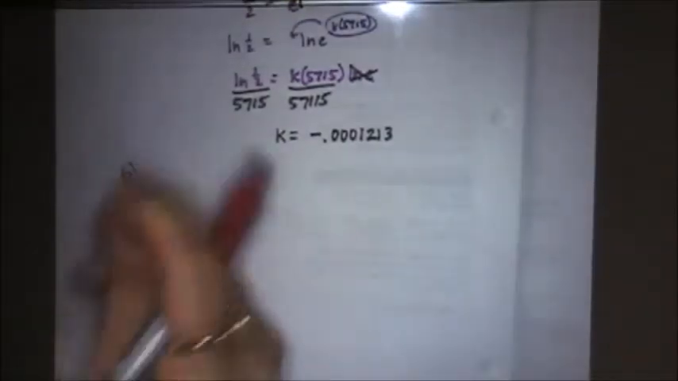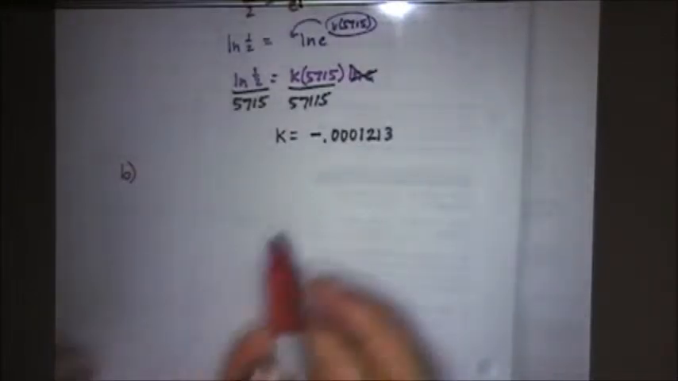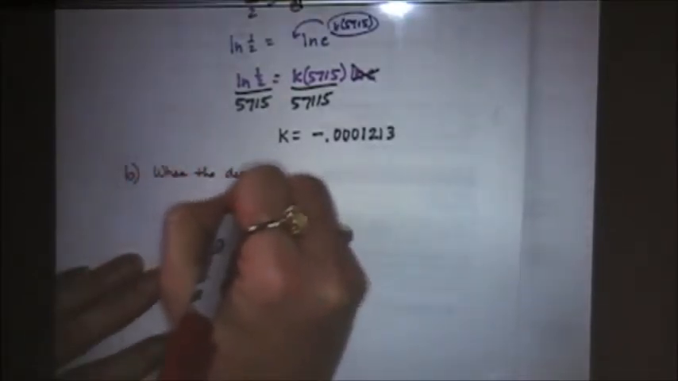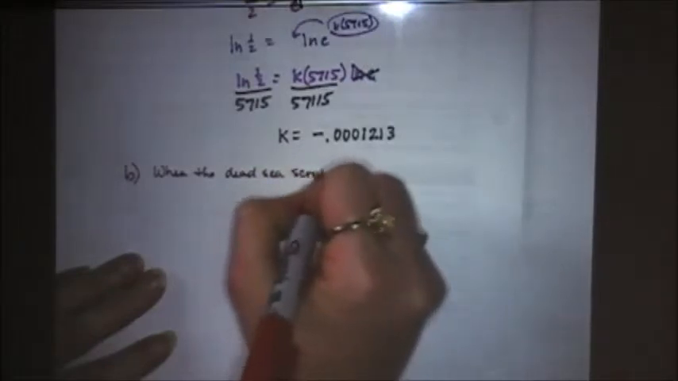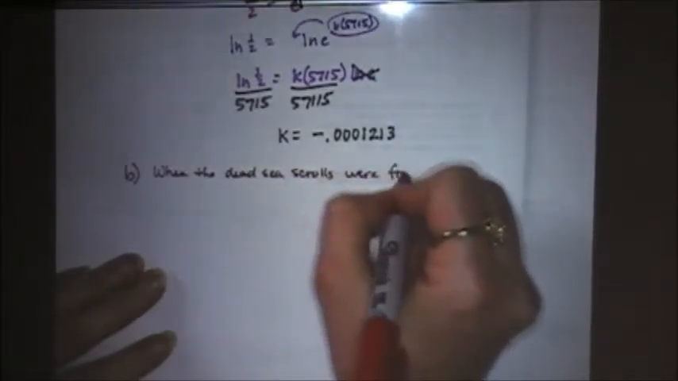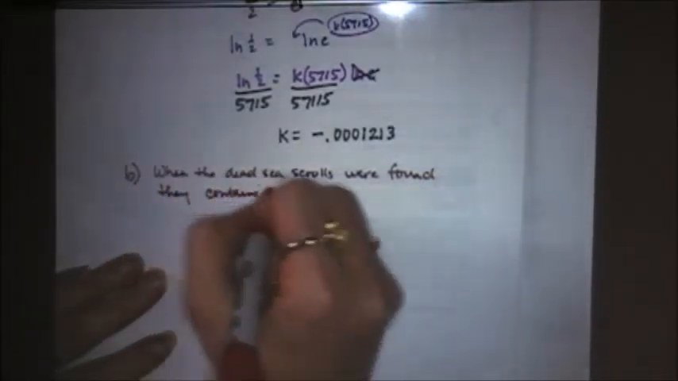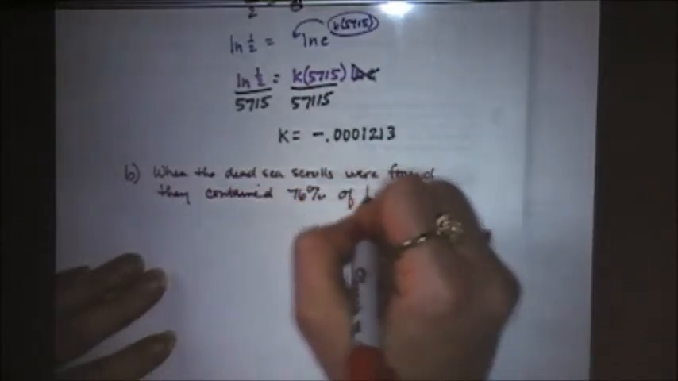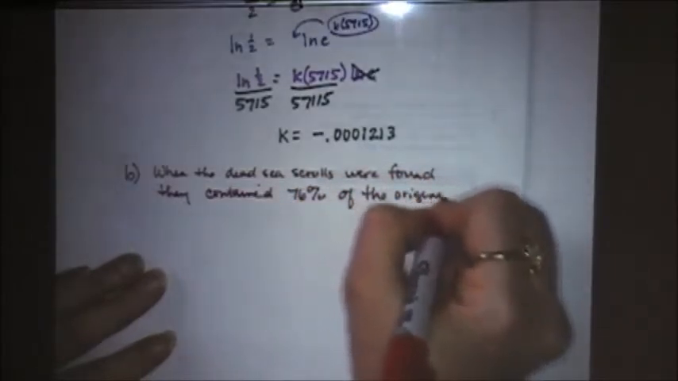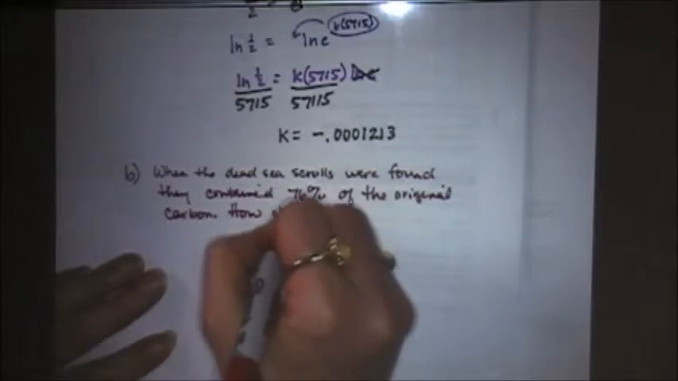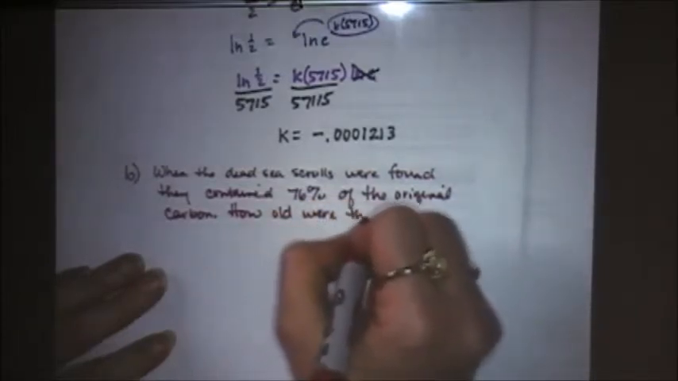Now, part B of this same question asks me to actually find how old something is. And it says that when the Dead Sea Scrolls were found, they contained 76% of the original carbon. And the question is, how old were they when they were found?